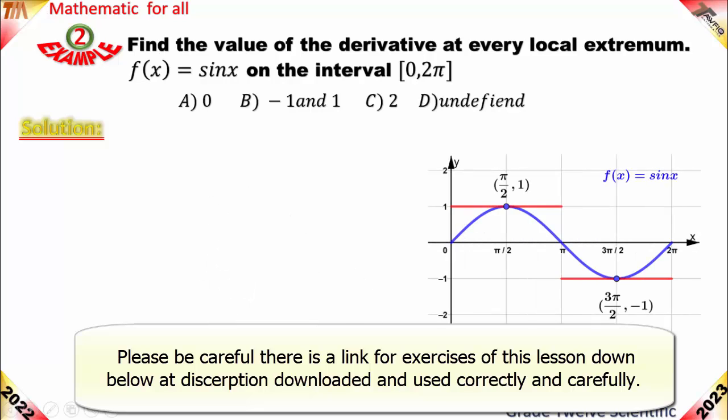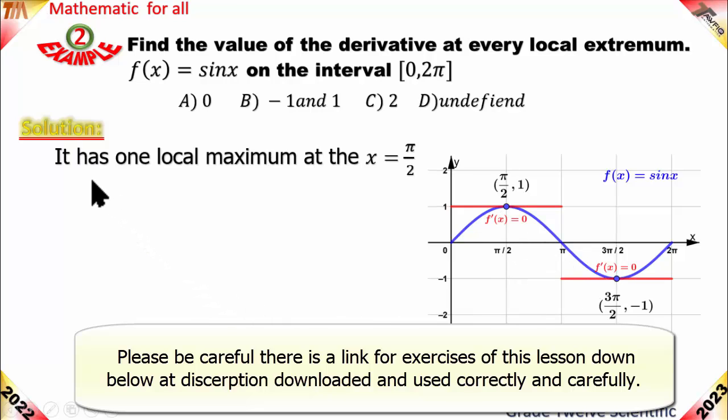If we draw the graph of this function, or the graph of this function is given, you can see this graph of sine x has two local extrema. One of them is at pi over 2 and the second one is at 3 pi over 2, because the tangent lines are parallel with the x-axis, so f prime is 0 at these two points.